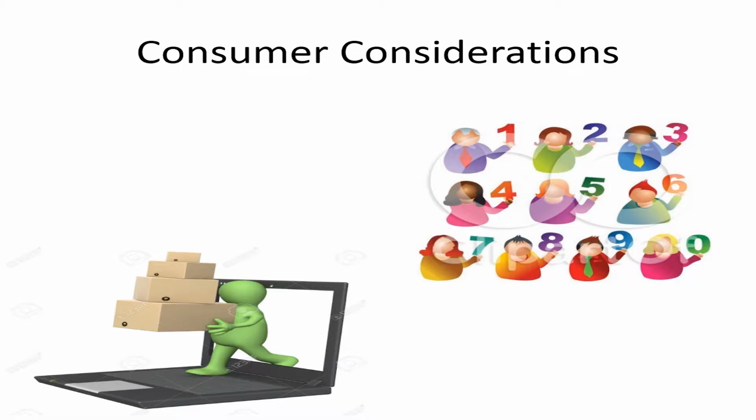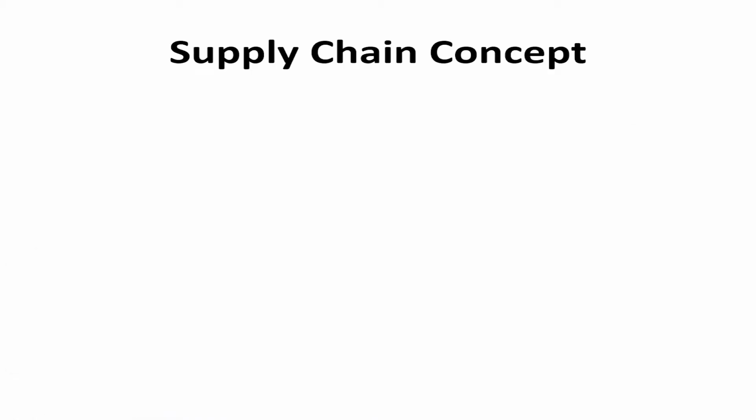Now we will talk about the supply chain concept. It is the coordination of production, inventory, location, and transportation among the participants in a supply chain to achieve the best mix of responsiveness and efficiency for the market being served. Let us discuss this one by one.